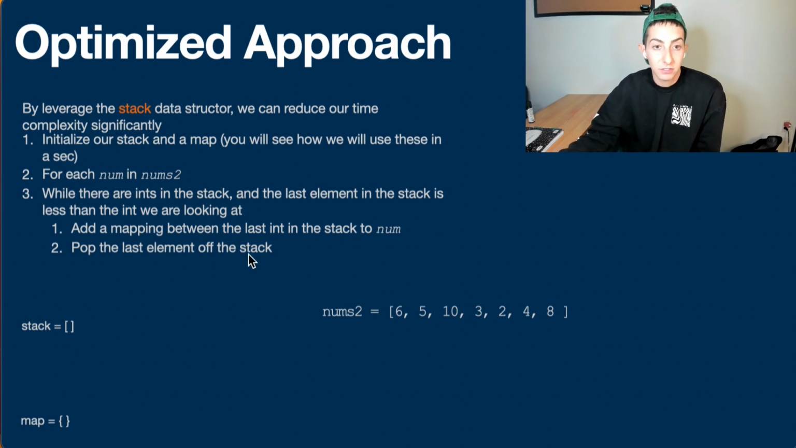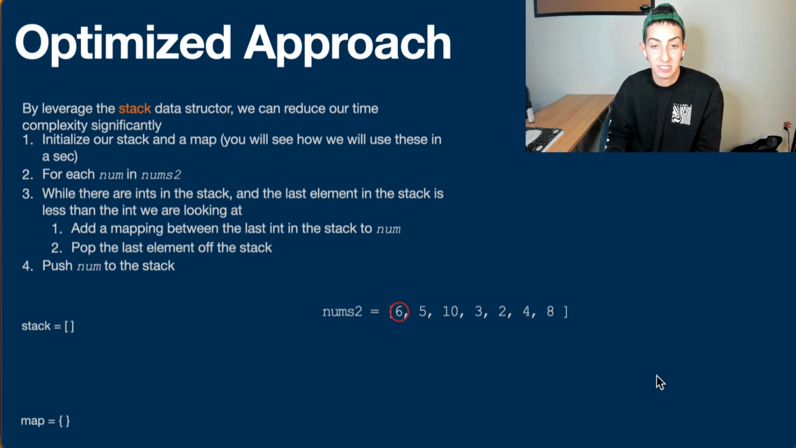So let's continue with our approach. We do the while loop, we add the mappings, we pop the last element off the stack, and then finally, when our stack is back to 0, we push num to the stack. So in this example that I just said quickly, we push 6 to the stack. 5 is not greater than 6, so we just push 5 to the stack. We finally get to 10. 10 is greater than 5, we add the mapping. 10 is also greater than 6, so we add the mapping. Our stack is now 0. We push 10 to the stack. So the next time we iterate, we're going to be looking for if 10 has a next greatest number.